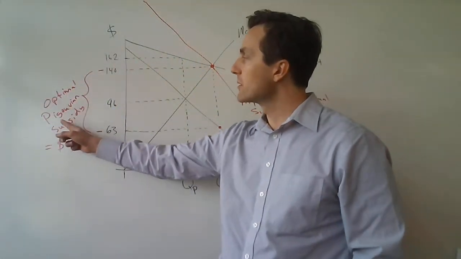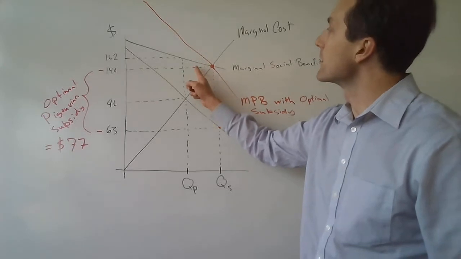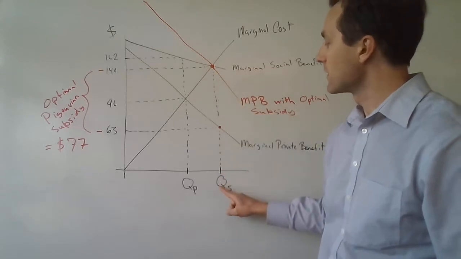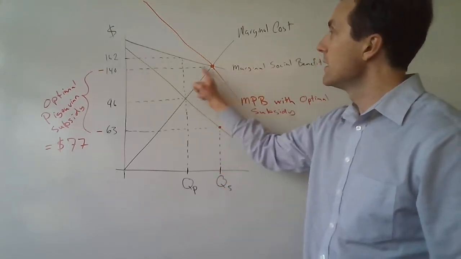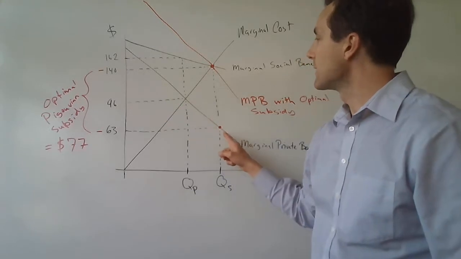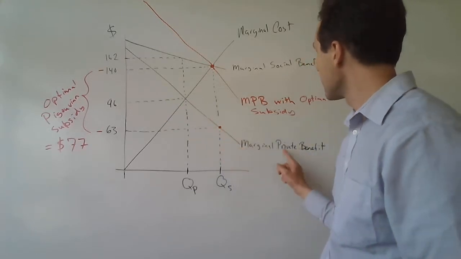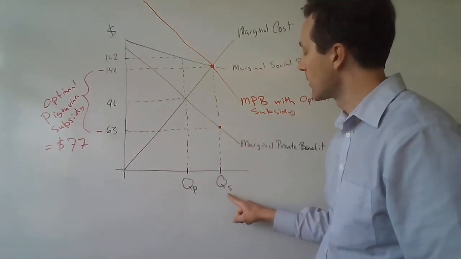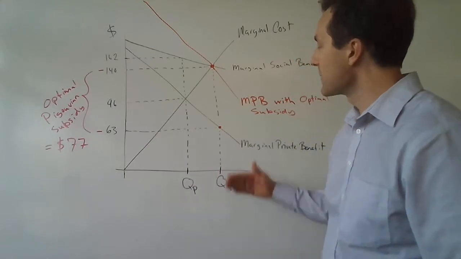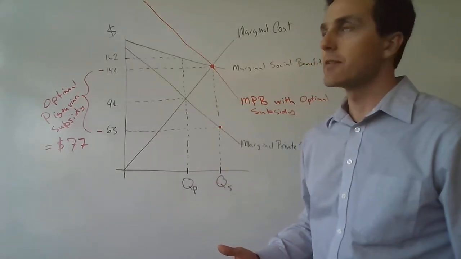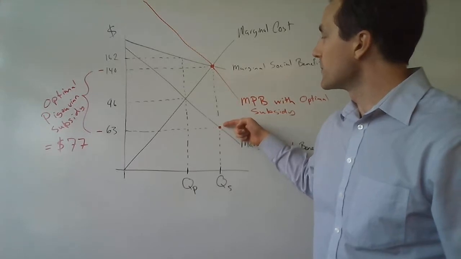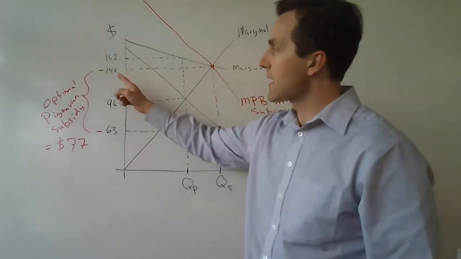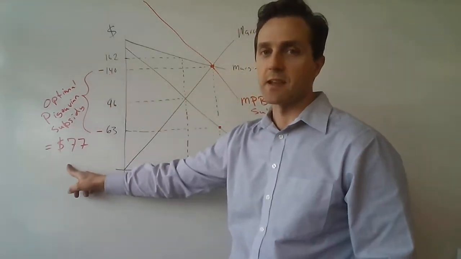So you can see the optimal Pigouvian subsidy. The dollar amount of the marginal cost at the socially optimal quantity is 140, and the dollar amount of the marginal private benefit at the socially optimal quantity is 63. So we need to raise the private benefits enough that it goes from 63 all the way up to 140. It's that vertical distance there, which is 140 minus 63, which is $77.